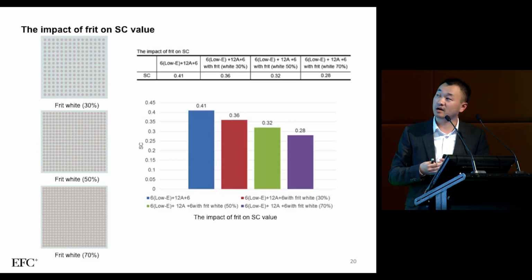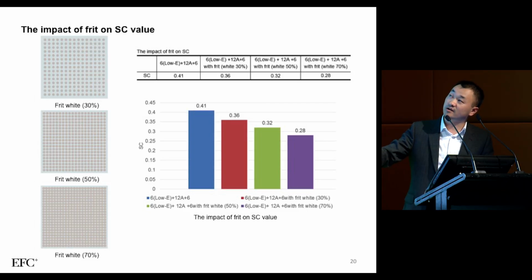And of course, besides low E coating and the color of the glass, different kinds of frit will affect the SC value also. So we can calculate white frit with 30% density, and 50%, and 70%. The SC value will decrease from 0.41 to 0.28.